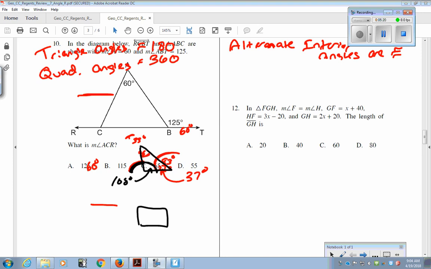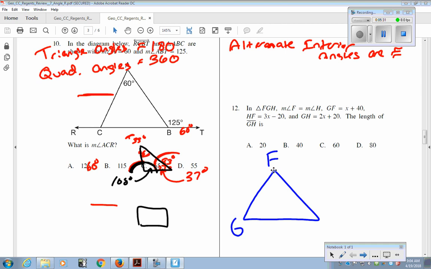Now we're moving on to question 12. In 12, it says in triangle FGH. Well, I'm looking at the paper, I don't see triangle FGH, so I'm going to draw in triangle FGH. It says angle F and angle H are equal. So I'll mark those. GF is x plus 40. HF is 3x minus 20. And GH is 2x plus 20. So they want us to find the length of GH.